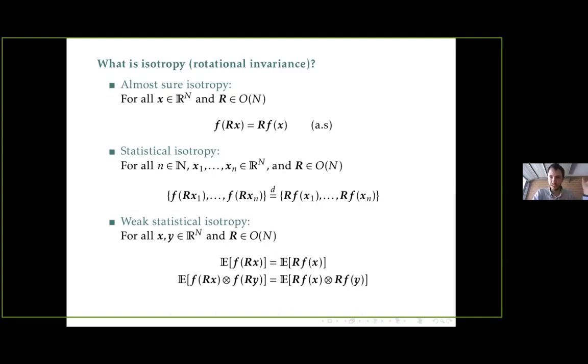The final thing I want to comment on, which will not be important at first, is that there is a weak version of this too, where we don't require the full distributional invariance of the vector, but only invariance of the moments and covariance functions. We will mainly focus on Gaussian random vector fields, and in this case the weak version is equivalent to the full version. But in the end, we will make a short remark about non-Gaussian fields. So it's a point to keep in mind for later.